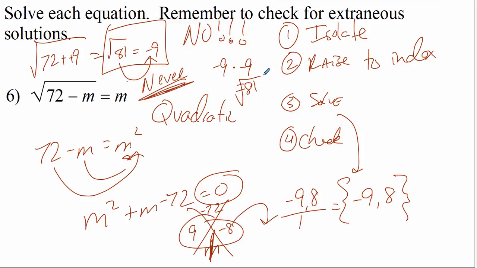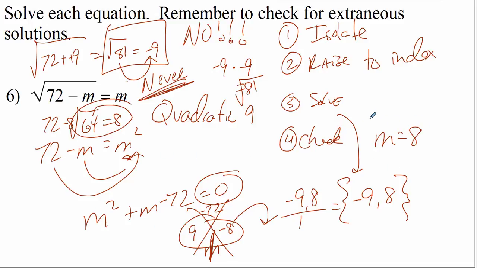So the square root of this is never going to be a negative. It's always a positive. Square roots of numbers are always positive values. Because I can't take the square root of that and make it a negative 9. Then, let's try the 8 here. 72 minus 8 is 64. Square root of 64 is 8, so that checks out. So the only answer that is acceptable here is m equals 8.